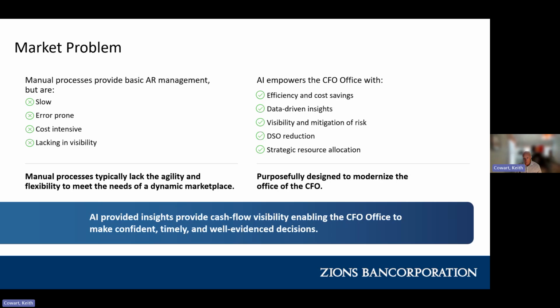Obviously, as we mentioned, they're wanting to reduce their day sales outstanding, or DSO. And then again, that allows them to reallocate their resources into more strategic areas or more strategic actions. So it gets rid of a lot of the administrative work that companies are doing if they have manual processes. And so AI provides the insight and really helps companies to improve cash flow. It makes them more confident and allows them to make better decisions and make decisions quicker than if they were doing things manually.